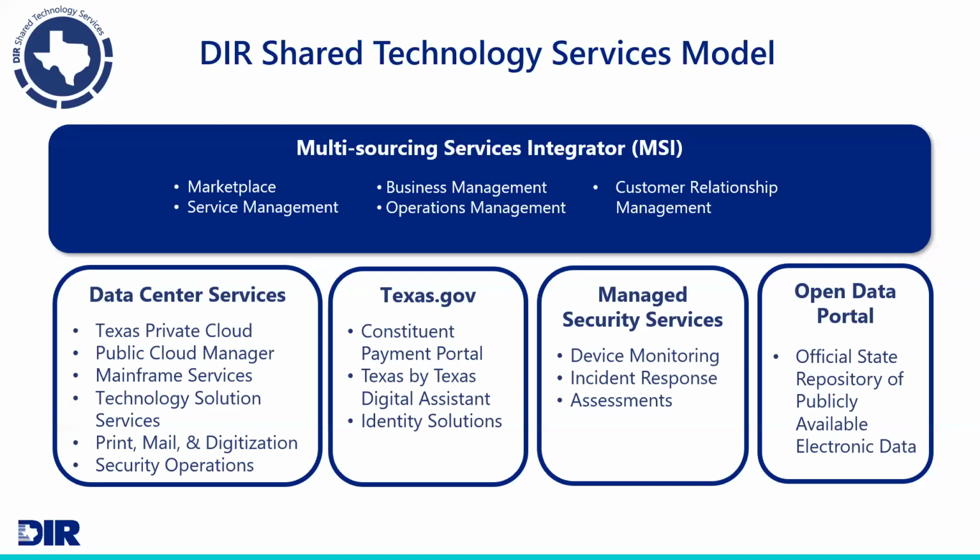So Capgemini handles things like the marketplace and service management functions, the business and operations management, as well as the customer relationship management aspects. Then the specific offerings available through this program include things like data center services. That includes private cloud and public cloud services, as well as mainframe services for our customers who are still utilizing mainframes in their IT worlds. Also available are technology solution services, print mail and digitization services, as well as security operations.